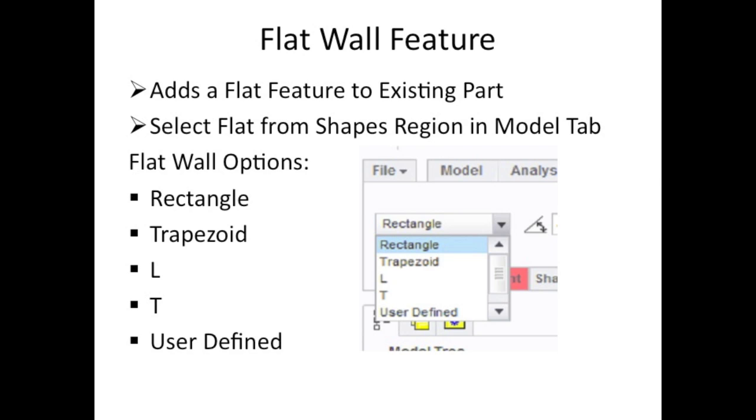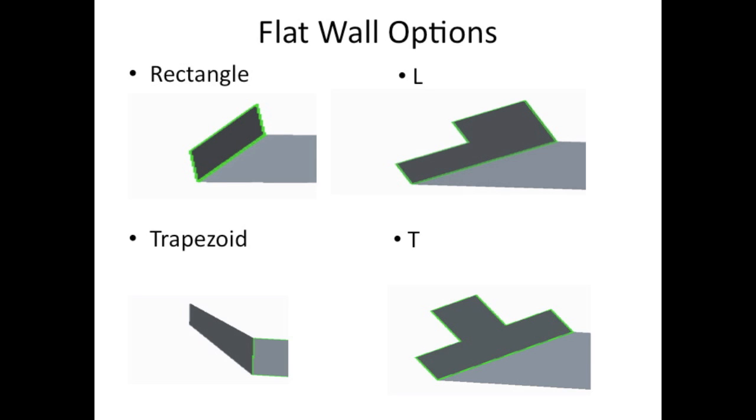The flat wall feature allows the user to add a flat wall to an existing piece of sheet metal. To add a flat wall feature, select Flat from the Shapes region in the Model tab. The flat wall options available are rectangle, trapezoid, L-shape, T-shape, or you can create your own shape with the user-defined option. This is an example of what the different flat wall options look like.